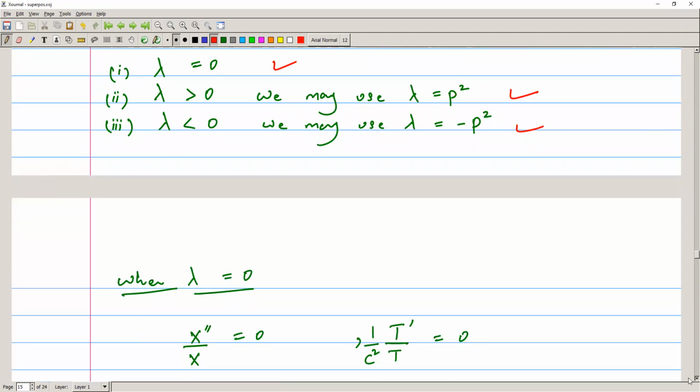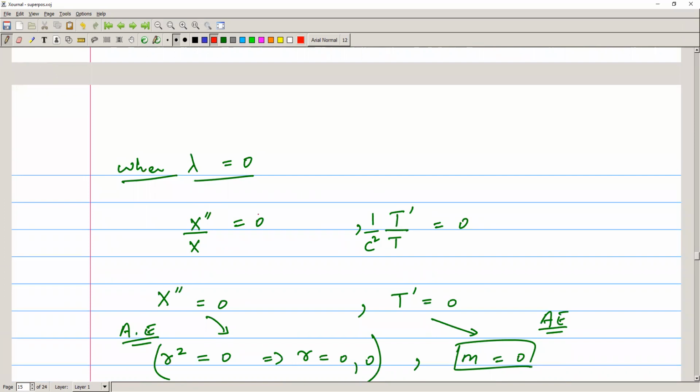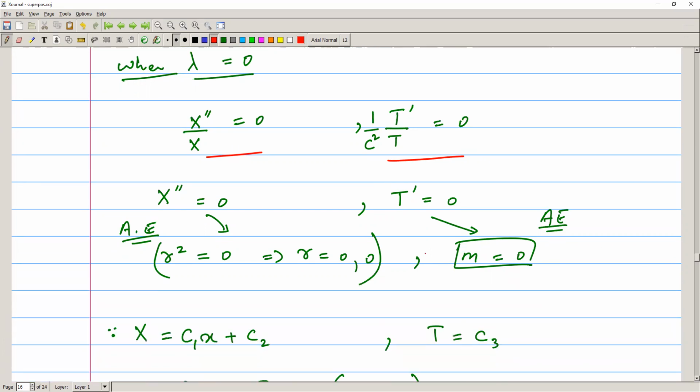So using the first case, when lambda is equal to 0, this X''/X will be equal to 0, and similarly this one, (1/c²) T'/T, will be equal to 0. Here we will solve the equations. This is a second order homogeneous differential equation. This is a first order homogeneous differential equation. We will make the auxiliary equations. Say this is equation 1, say this is 2. So the auxiliary equation of 1 will be r² = 0. It means that the roots are 0, 0.